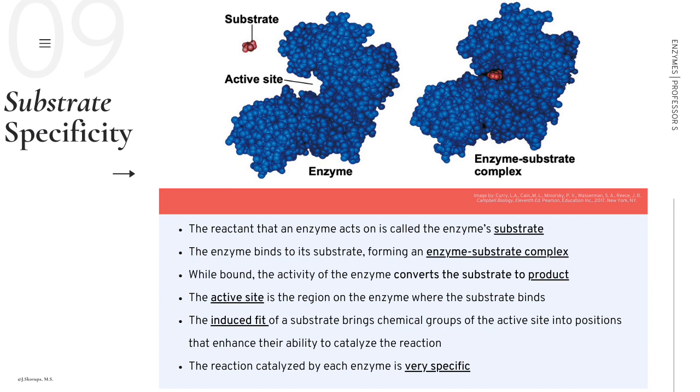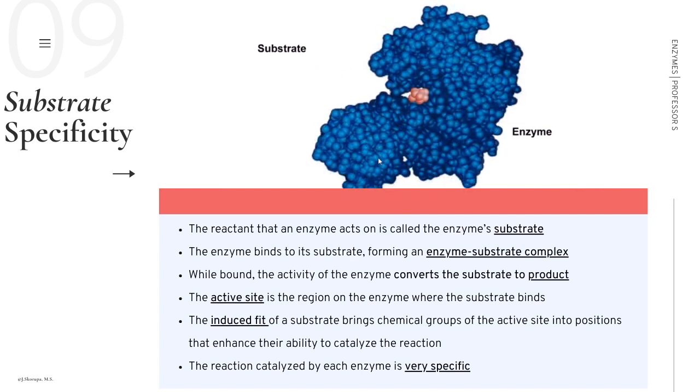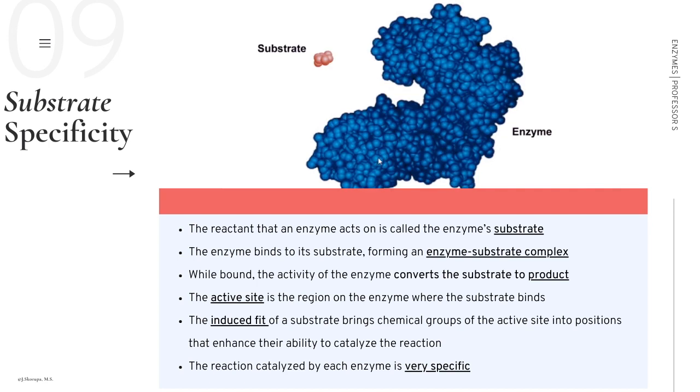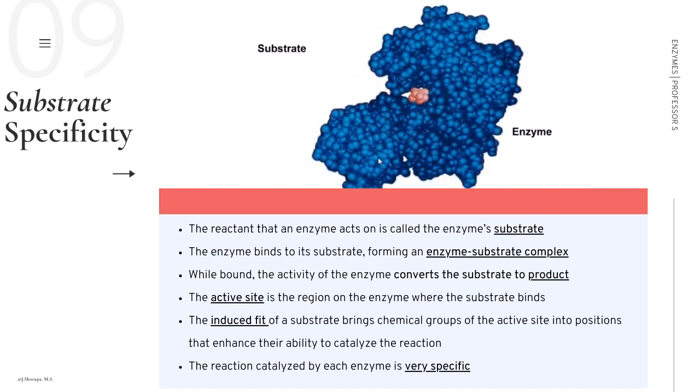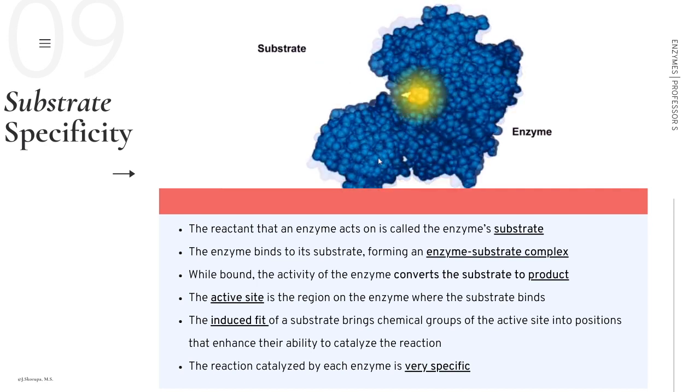Let's get into some enzyme terms. I mentioned while showing you the metabolic map that enzymes are highly specific in what they can bind and what reaction they can perform. The reactant that an enzyme acts on is called the enzyme's substrate. When the enzyme binds to its substrate, it forms an enzyme-substrate complex. And while bound, the activity of the enzyme converts the substrate to its product. The active site is the region on the enzyme where the substrate binds. This is an example of an induced fit model, which we'll look at in a bit.